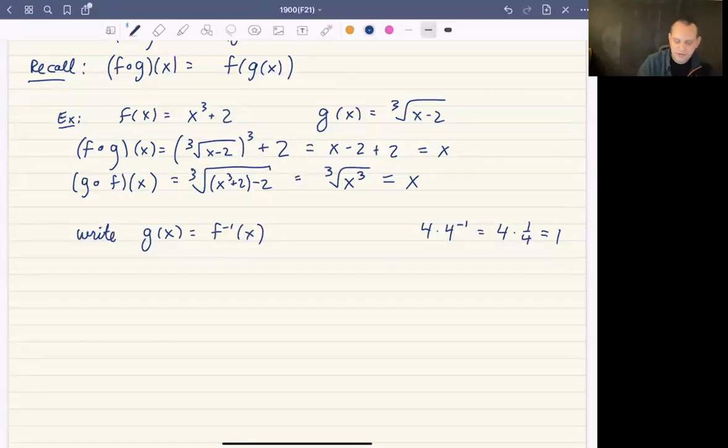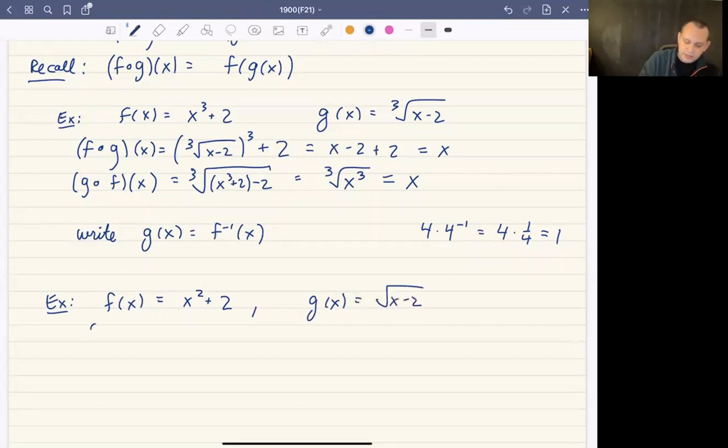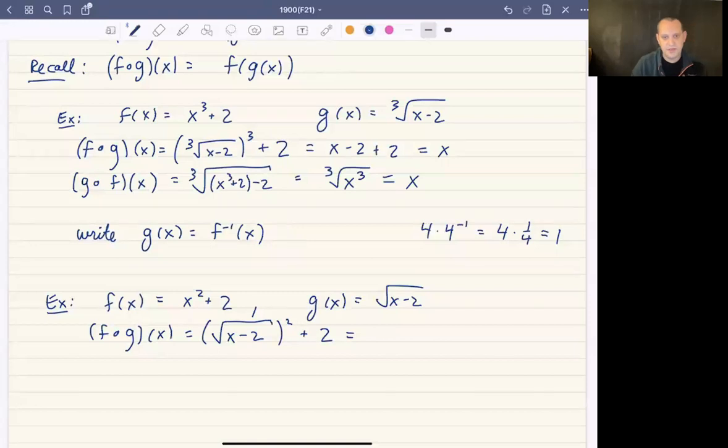Not all functions have inverses. Another example that we need to talk about is if I were to take x squared plus 2 instead of x cubed plus 2, and say g of x is the square root of x minus 2. It turns out that f composed with g of x is just x, and that's no problem. You take the square root of x minus 2, you square it, and then you add 2. The square root of x minus 2 squared is x minus 2 plus 2, and that's going to be x.